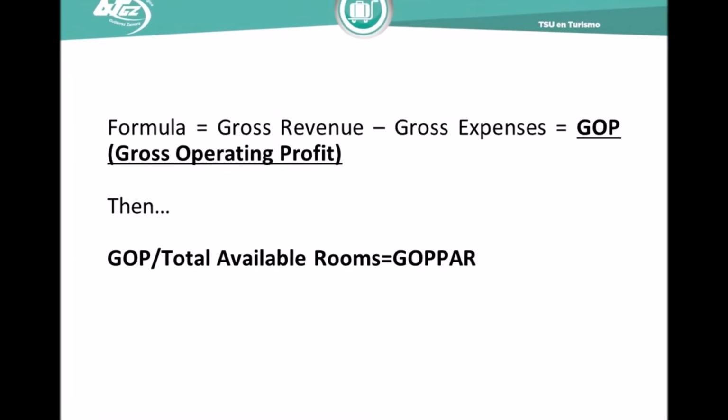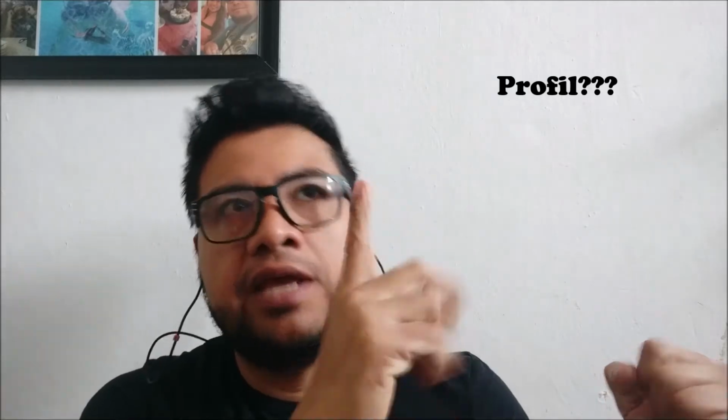Okay. Now, to obtain the gross operating profit per available room, we are going to follow the following formula, which is very simple, right? Because we have the gross operating profit, which is total revenue minus total expenses, divided by the total rooms that you have in the hotel. That is the GOPAR, the gross operating profit per available room.